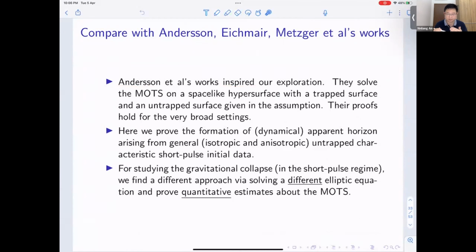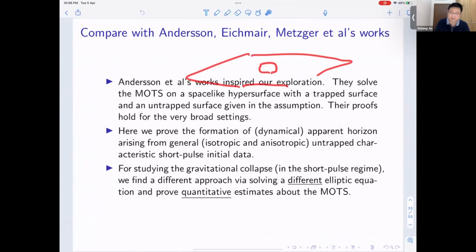In their approach, they try to solve the modes in a different setting, which is given a space-like hypersurface. Once you have a trapped surface inside and an untrapped surface outside, there will be a mode in between. So they solve the modes on a space-like hypersurface with a trapped surface and an untrapped surface given in the assumption. But their proof holds for a very broad setting. Our result here is only for the short pulse regime, but we deal with the most general data allowed for the short pulse regime.